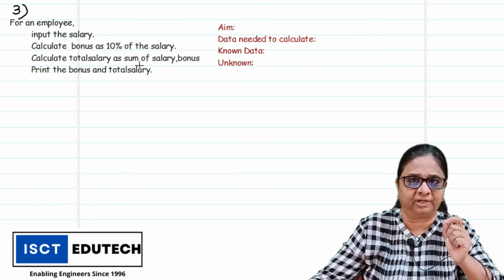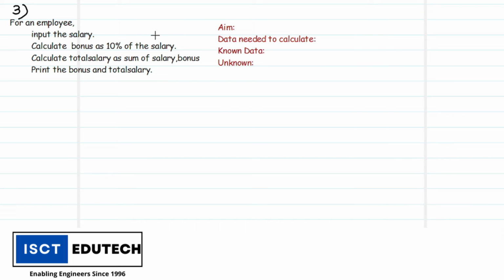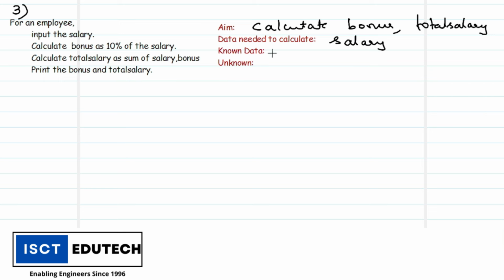Let's check quickly if we have understood the problem definition. What is the aim of this? Is to calculate bonus and the total salary of an employee. What data is needed? We need to know the salary of the employee and the percentage of bonus that should be applied. Out of this, we know that bonus is 10%. What is not known is the salary of the employee. So this becomes your input.